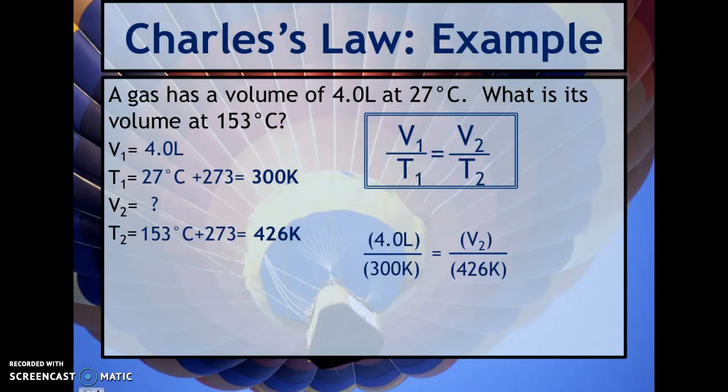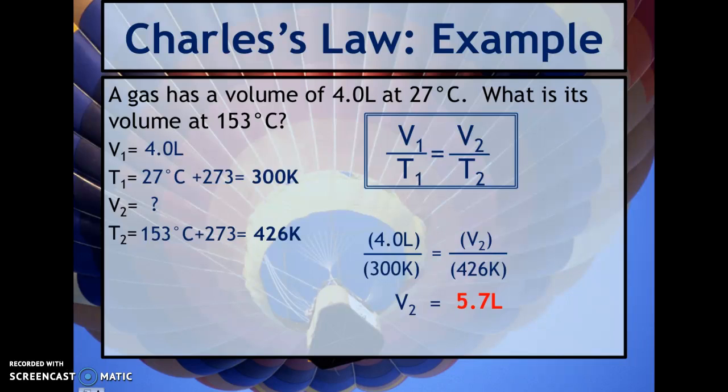To solve this algebraically, all we're going to do is cross multiply 4.0 liters times 426 Kelvin, and then divide by the 300 Kelvin. And that will give us our answer for volume 2, which is 5.7 liters. Let's see if this makes any sense according to Charles's law. Charles's law says that as the temperature of a gas is increased, then the volume of that gas should also increase. It's a directly proportional relationship.